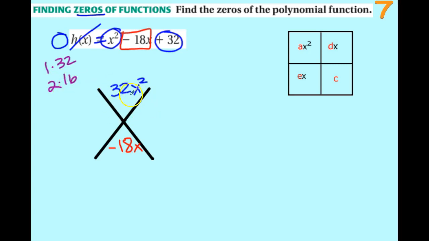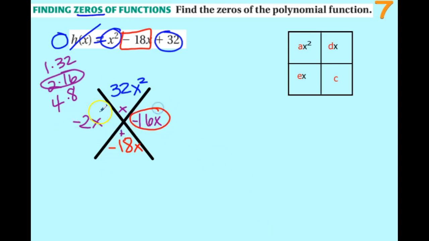32 is not divisible by 3, but I believe it is divisible by 4. 8 times 4 is 32. I think that's it. 6 is not going to work. So which two are going to add to give us 18? Well, what about 2x and 16x? Those ones might work. We need them to add to get a negative 18 though, so they must both be negative. That when you multiply will give us a positive. Good.